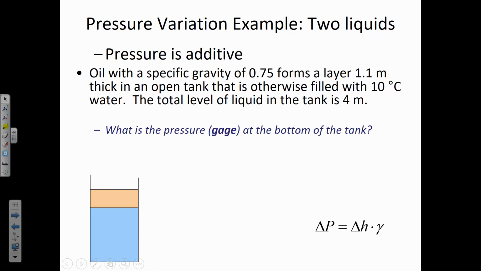But why? I'll give you one of the main ideas here. You can't go all the way from the top of the tank to the bottom of the tank in a single step. You have to break it up into 2 steps.